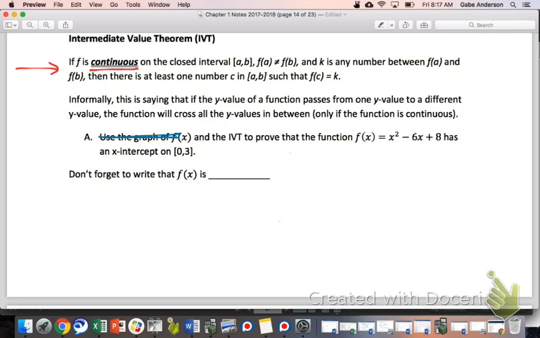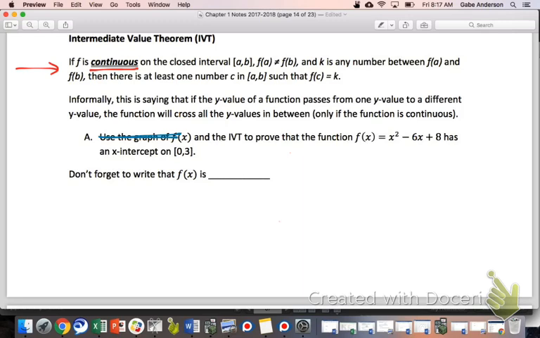You're welcome to use that abbreviation. I know what that is. You know what that is. The AP readers would know what that is too. So feel free to use that abbreviation if you care to. But we're going to prove that that function has an x-intercept on the interval from 0 to 3.